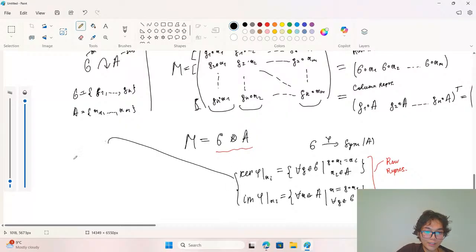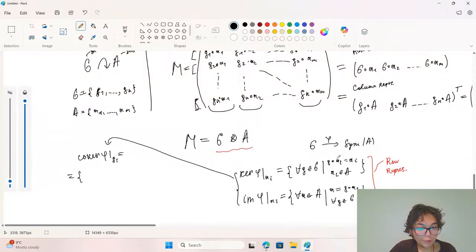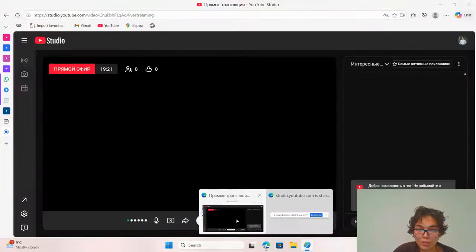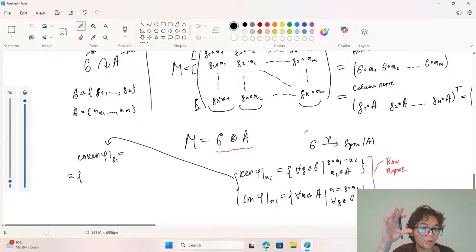And the co-kernel. I defined the co-kernel of phi on A's elements, while the kernel considers G's elements. I define it in this way. Here I look at the words, I consider it on the words. Here it's all the elements that fix A_i.